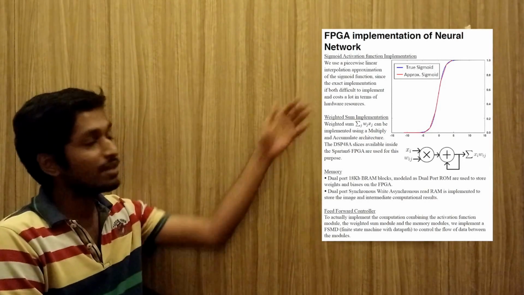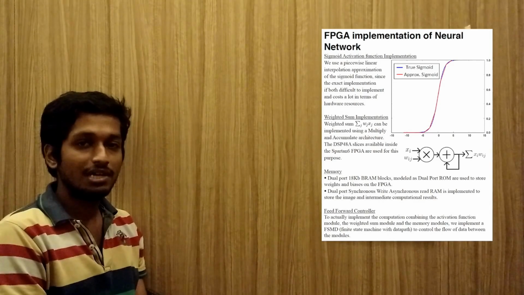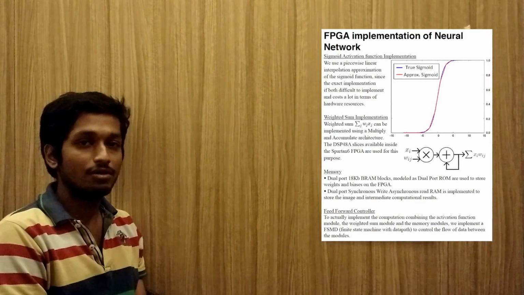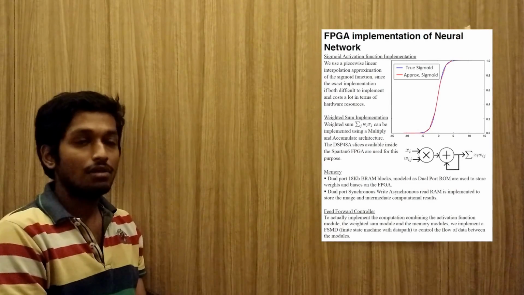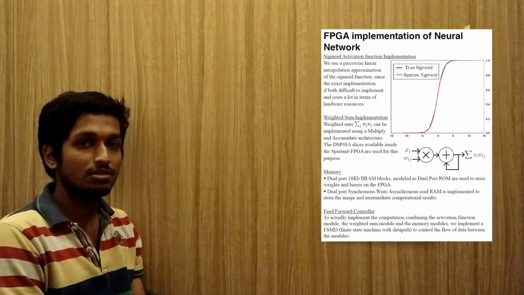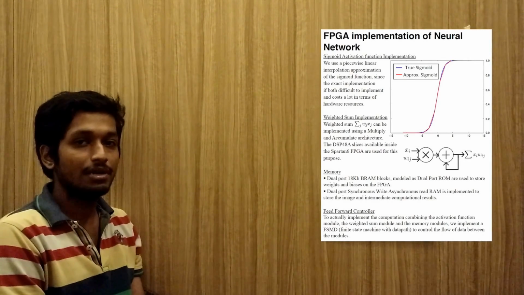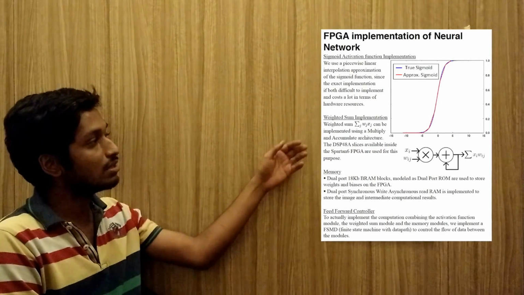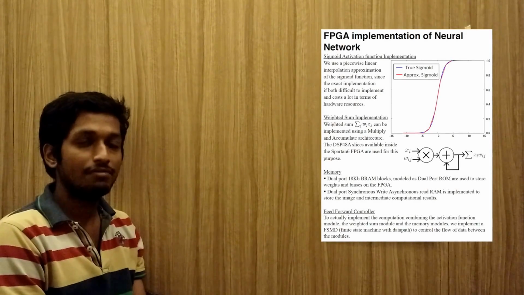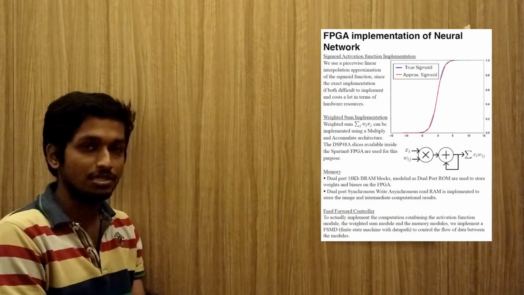Firstly, the sigmoid. Being a non-linear function, we had to use piecewise linear interpolation approximation to implement it on the FPGA. As seen from the plot, the waveform in red is a very good approximation of the actual sigmoid function. The second part which was implemented on the FPGA was the summing junction. The summing junction was modeled as a MAC unit which uses the DSP48 slices of the Spartan 6 FPGA.